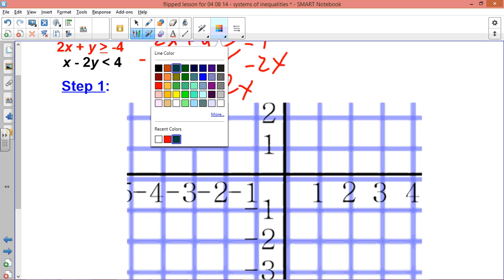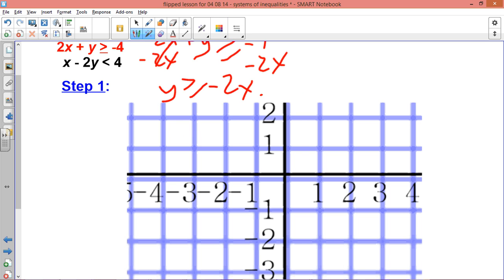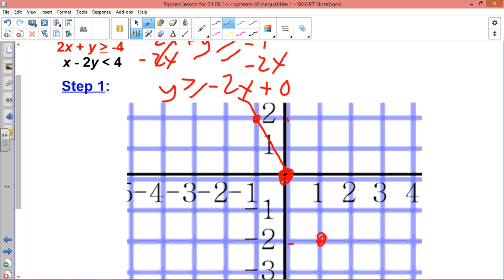Let me grab my red pen again. I know my y-intercept is going to be, it was -2x, so that's really -2x plus 0. My y-intercept is right at 0, and my slope is going to be -2. So I go down 2 over 1, up 2 left 1, and that's what my line looks like.